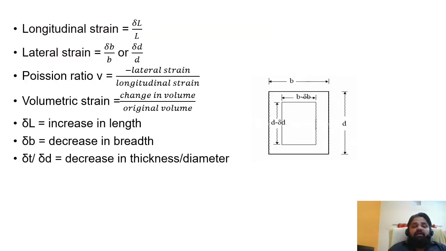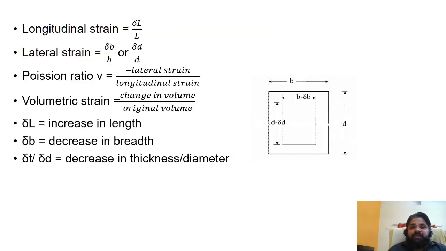Now delta L, delta B and delta T or delta D, as we consider both kinds of things, can be represented. So delta L represents the increase in length, delta B is the decrease in breadth, and delta T the decrease in thickness, or delta D. Delta D represents the circular type, delta T, or you can also say BD. When we calculated moment of inertia I, we write BT cubed by 12 or BD cubed by 12. So similarly here also you can take T or D, any one.